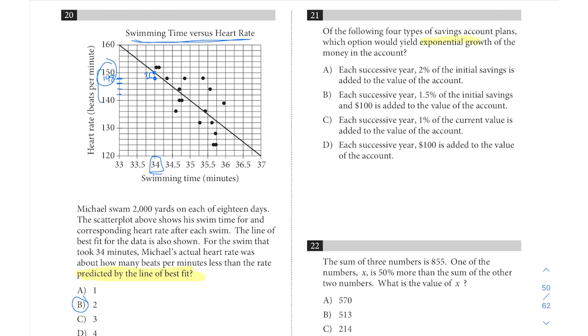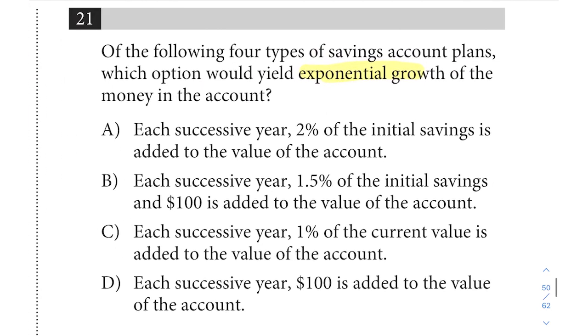Of the following 4 types of savings account plans, which option would yield exponential growth of the money in the account? And whenever they talk about exponential, it basically means that you're going to have something that fits this kind of function where you have a base to a certain exponent. And here, this generic relationship between a base and an exponent is reflective of exponential growth.